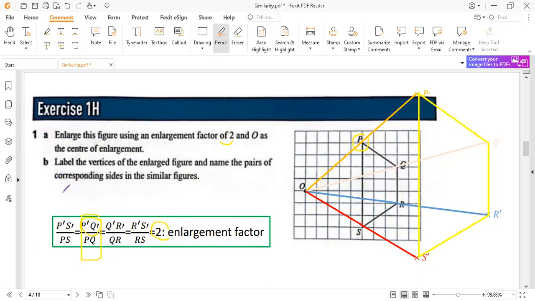So we know that OP prime, for example, equals the scale factor times OP. But after we obtain our enlarged figure, which is in yellow here, we have a relation between each pair of corresponding sides. P prime Q prime is the double of PQ, Q prime R prime is equal to 2 times QR, R prime S prime equals the double of RS, and P prime S prime is the double of PS.